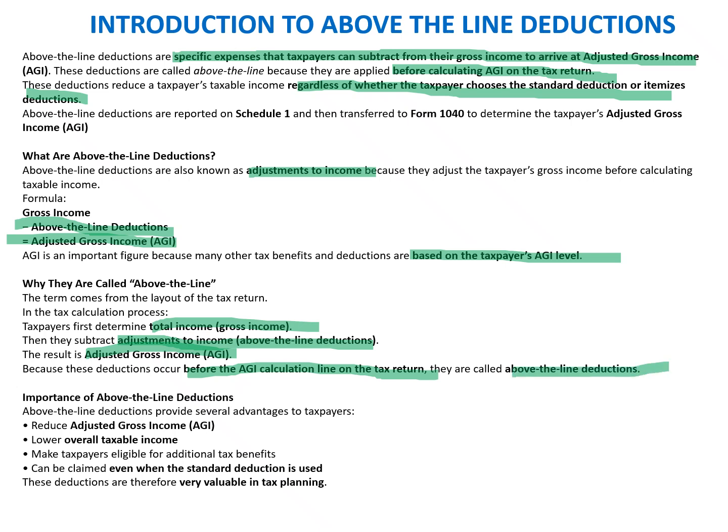What is the importance of the above the line deduction? It reduces the adjusted gross income, lowers the overall taxable income, makes the taxpayer eligible for additional tax benefits, and can be claimed even when the standard deduction is used. So these deductions are therefore very, very valuable in tax planning. So let's move to the next slide.